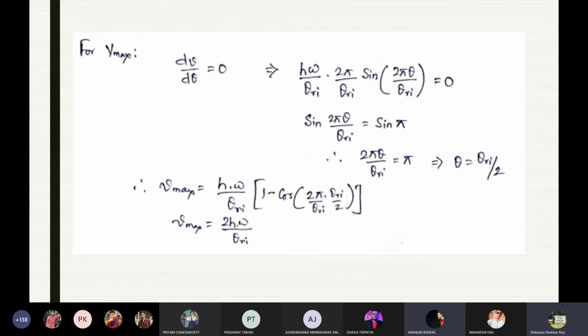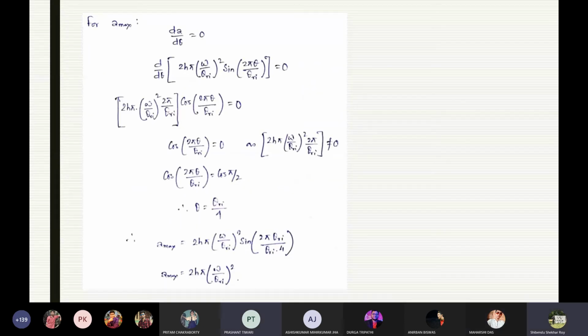The Vmax. dv d theta equals 0, because we are plotting with respect to theta: theta versus y, theta versus v, theta versus acceleration. So with respect to theta, differentiate it, equate to 0, and from here you find out theta. Once you know theta equals theta ri by 2, put it in the velocity equation and find Vmax equals h omega divided by theta ri into 1 minus cosine of, how much? Cosine of pi. Is it okay? Yes, sir.